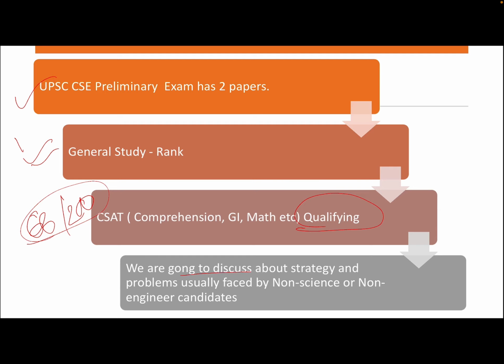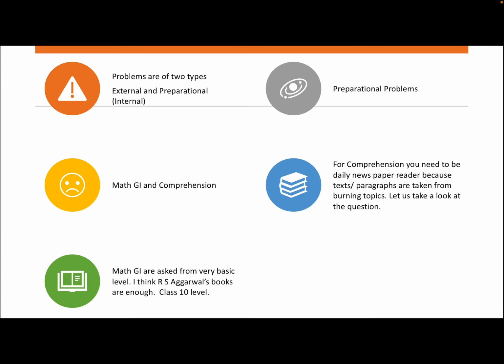So we are going to discuss what the problems are, what the myths about it are, and all other details. I have marked the problems as internal as well as external. External means beyond your control, and internal means what you can study for. For the internal part, you have to understand that there are two types of questions asked. Out of 80 questions, you can get about 35 questions from math and GI and 45 from comprehension.